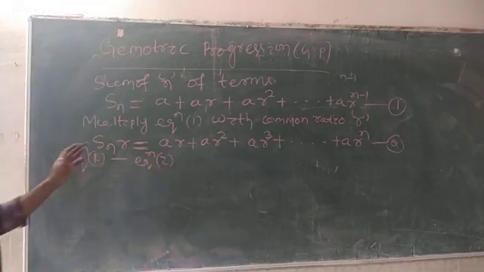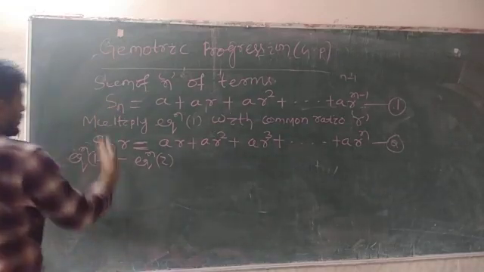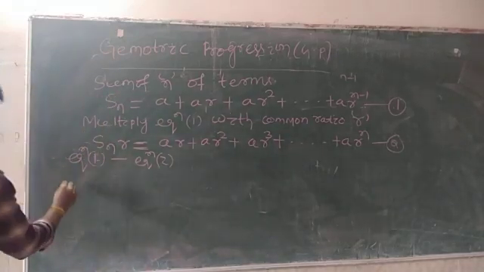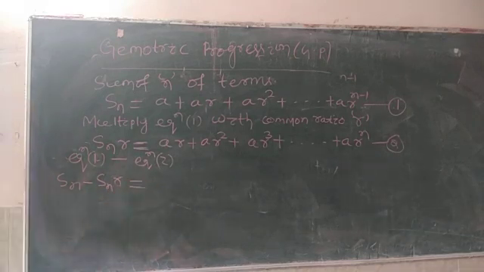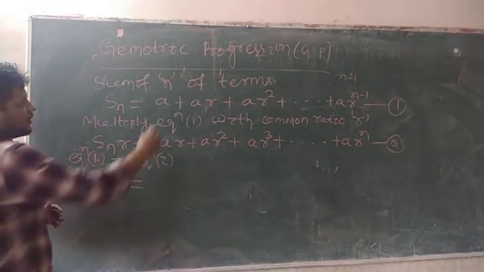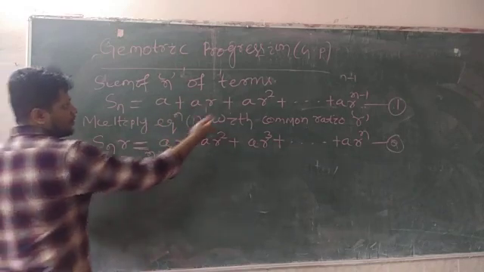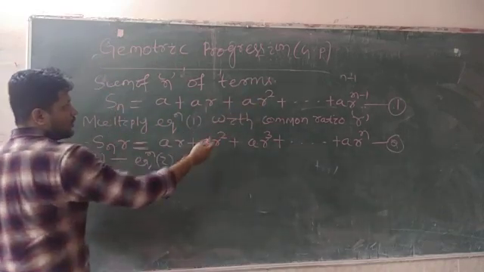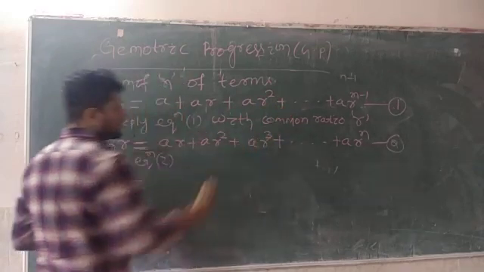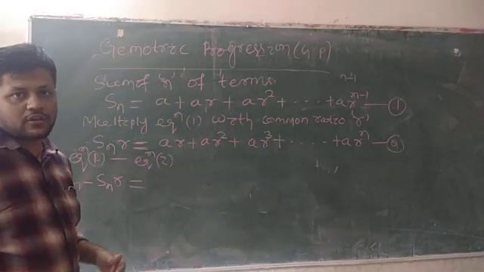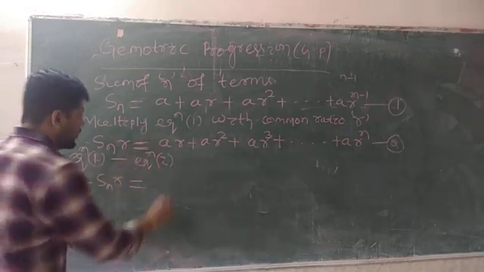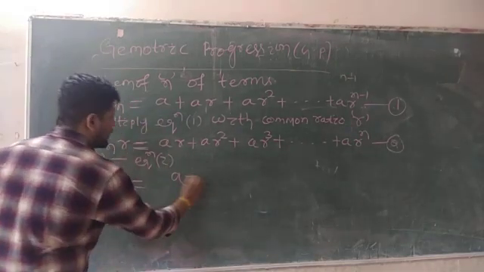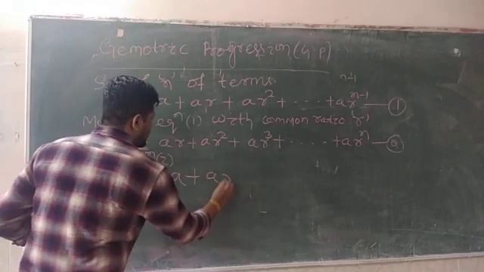So equation 1 minus equation 2. Notice here, I have written the left hand side as Sn minus Sn r, which is equal to... Here we can see AR cancels out, AR square cancels out, then AR cube cancels out, up to AR to the power n minus 1, which is obviously going to cancel out. Then what will be remaining? We have remaining the first term A and the last term AR to the power n.